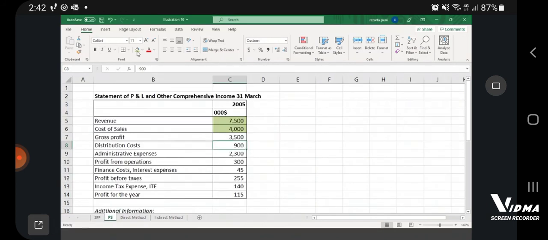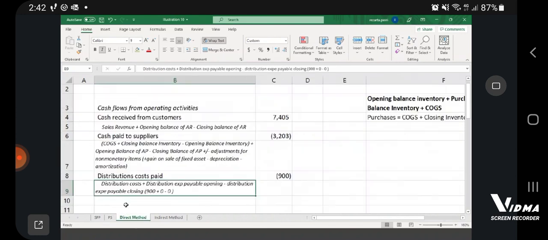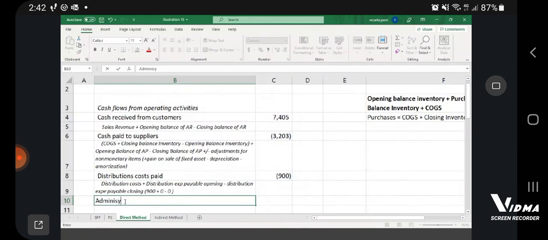The same thing applies to the next item. Remember, check the distribution cost. The next line over here is administrative expenses. I have to convert that into a payment, into a cash outflow. So I go to the direct method and I write here administrative expenses paid. I'm just adding a paid sign over there.